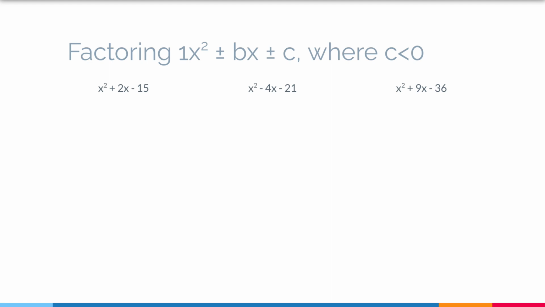So let's start with the first one. Same protocol again. Add to b, multiply to c. So add to 2, multiply to negative 15. Let's list out the factors of positive 15 and then see what happens. So we got 1 and 15, 3 and 5. That's it. So how are you going to get negative 15?